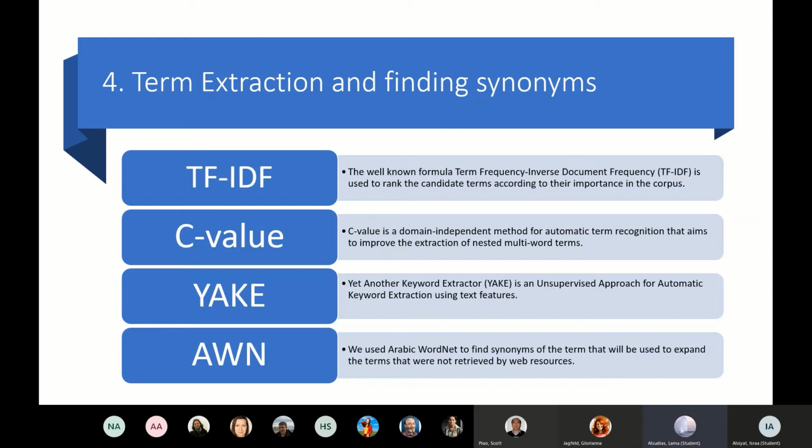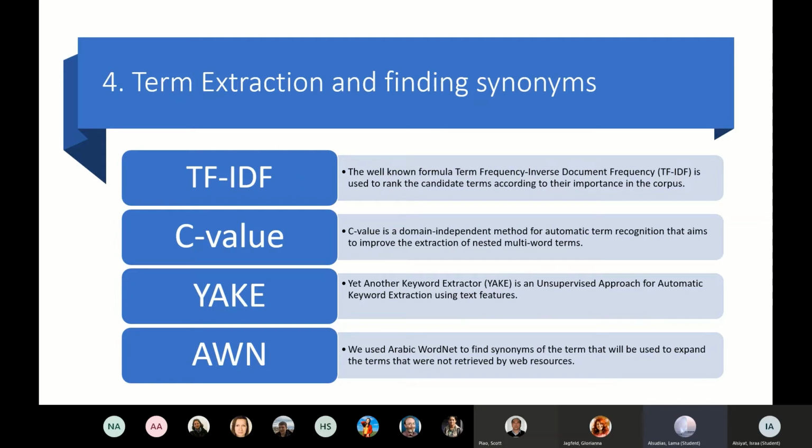We followed three statistical strategies for extracting terms, which are TF-IDF, C-value, and YAKE. TF-IDF is a well-defined formula which represents term frequency inverse document frequency. It's used to rank the candidate terms according to their importance in the corpus. C-value is a method for automatic extraction of multi-word terms. YAKE, which stands for Yet Another Keyword Extractor, is an unsupervised approach for automatic keyword extraction that uses text features.